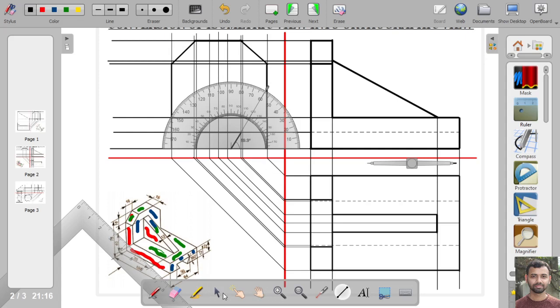Similarly, we can measure 60 degree on this side also.